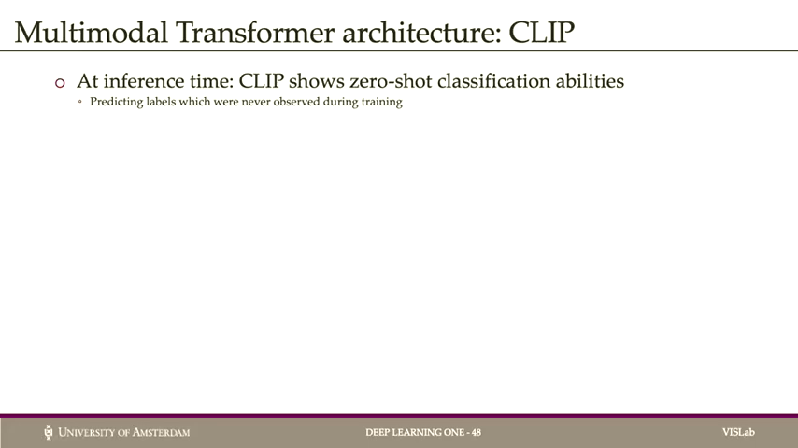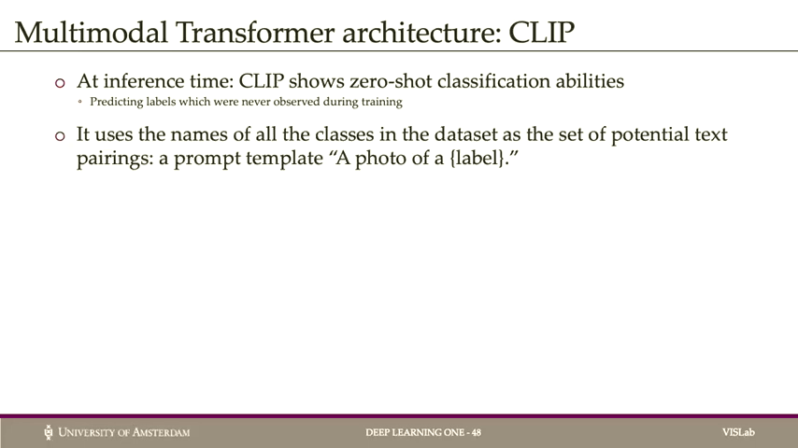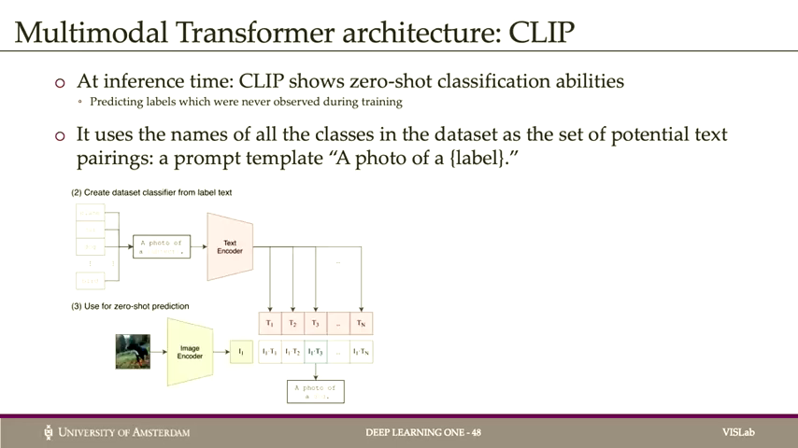And then what happens at inference time? Well, at inference time, CLIP becomes a zero-shot learner. That's an amazing, really impressive capability. Basically, it can do zero-shot classification, which means it can predict labels of images which were never observed during training. And how does it do that? It uses something called prompts. This is an example of a prompt: we have "a photo of a" and then a placeholder for the label of the image.